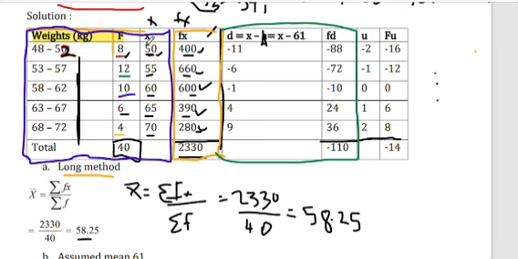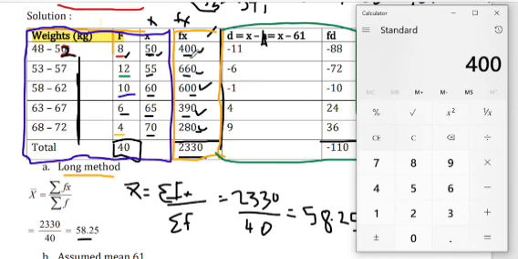These are our values for X here. You will do this. X is 50 here. 50 minus the assumed mean 61 is equal to minus 11. That's why you have it here. You get that? Then here X is 55. You do 55 minus the assumed mean 61.